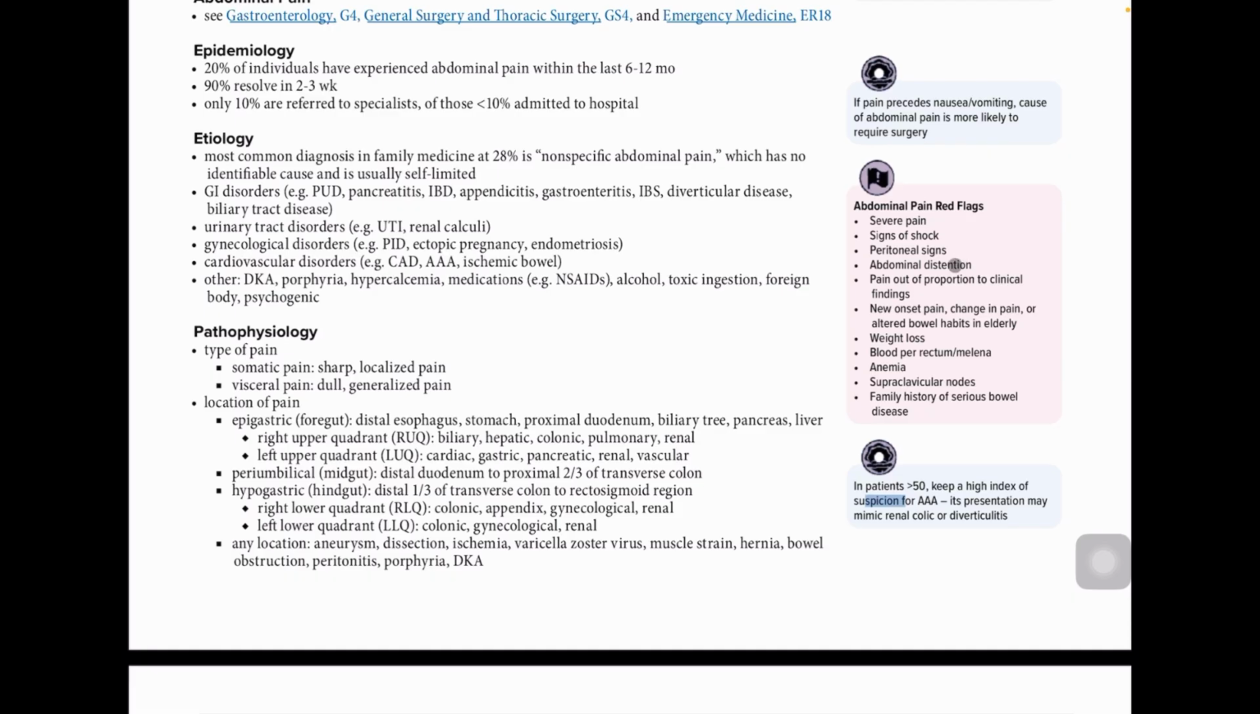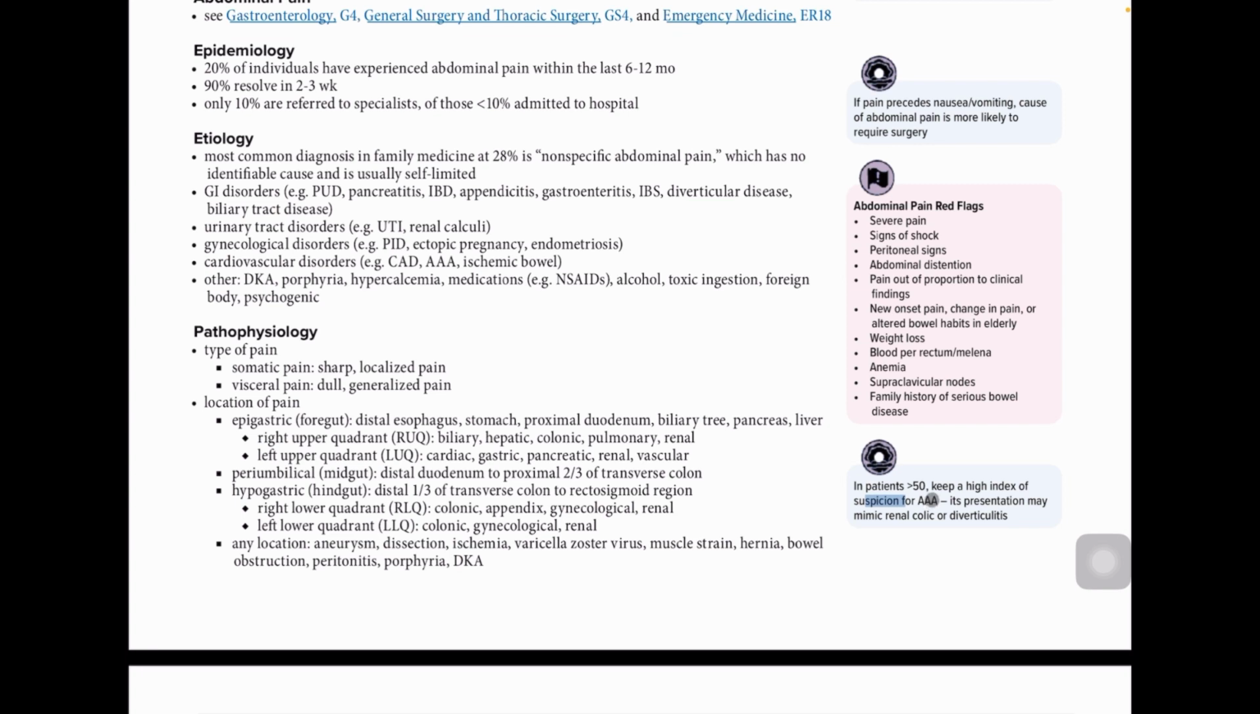Severe pain, shock, peritoneal signs, distension, pain out of proportion in an elderly patient, history of weight loss, blood per rectum. These are red flags related to, let's say, cancer. Weight loss would be in cancer. Bleeding per rectum is because of colon cancer as well. Anemia is one of the causes that you would think about colon cancer as well. Supraclavicular nodes, family history of serious bowel disease. So these are some of the red flags.